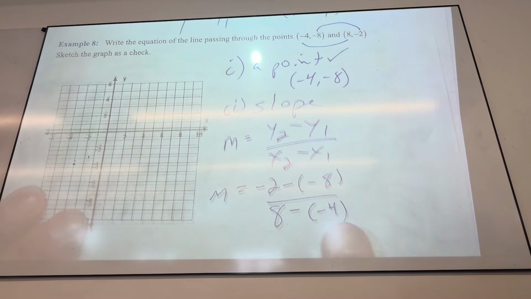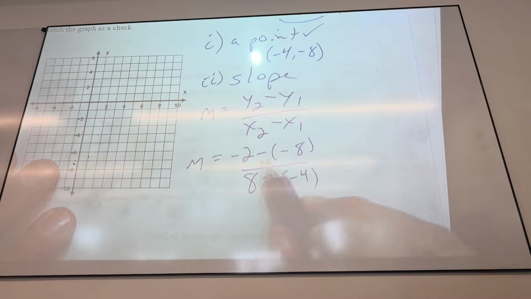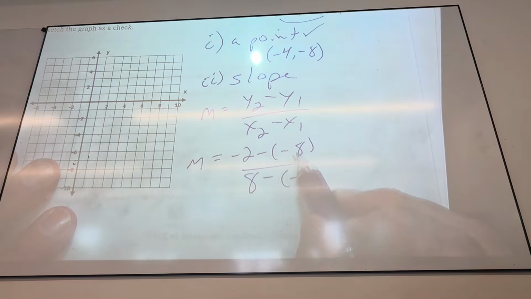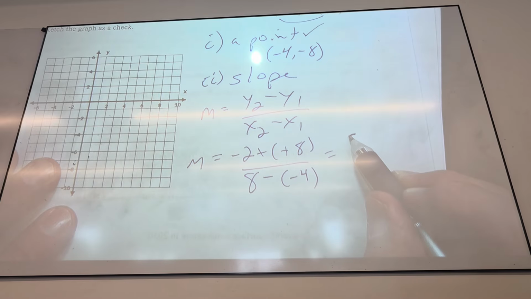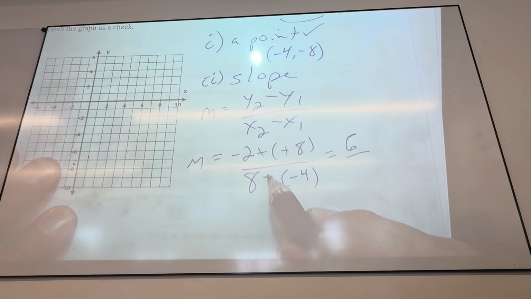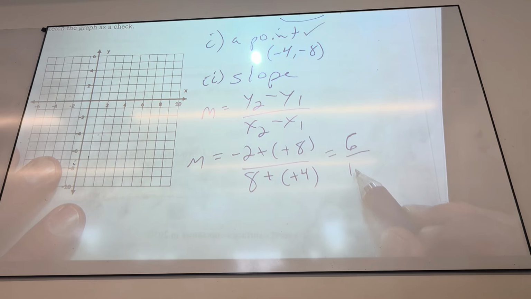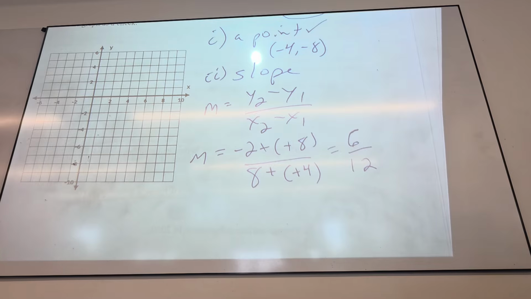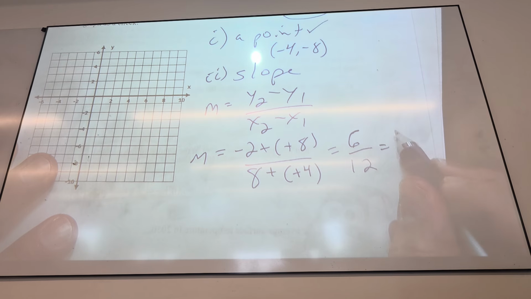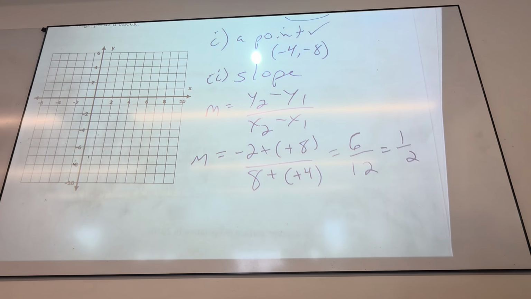Because then what happens here? Negative 2 plus 8 is? 6. And then these, of course, become? And what's 8 plus 4? 12. Which reduces to 1/2. Is that cool? So now we know m.